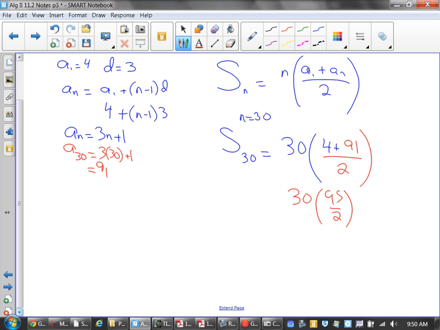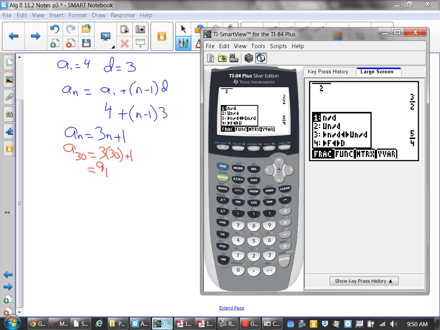One of two things you can do here. What's half of 30? Instead of doing that, couldn't you just take half of 30 and multiply that by 95? Yeah, you could. You do that, or you can type it all in your calculator. Calculator works just fine. So what is the sum of 30 then? It's 1,425.